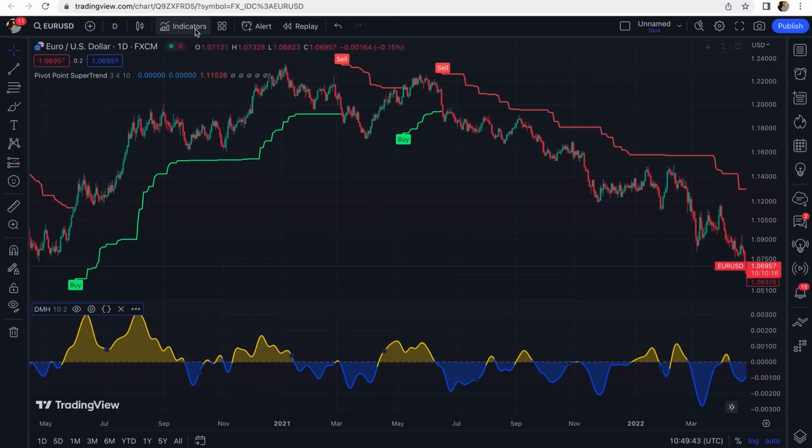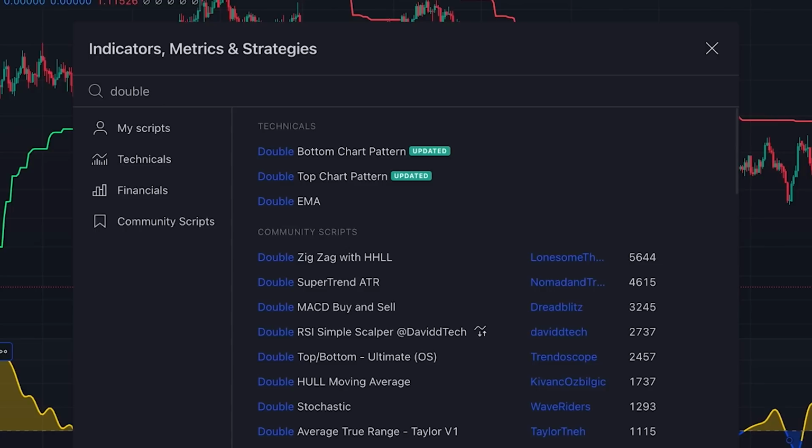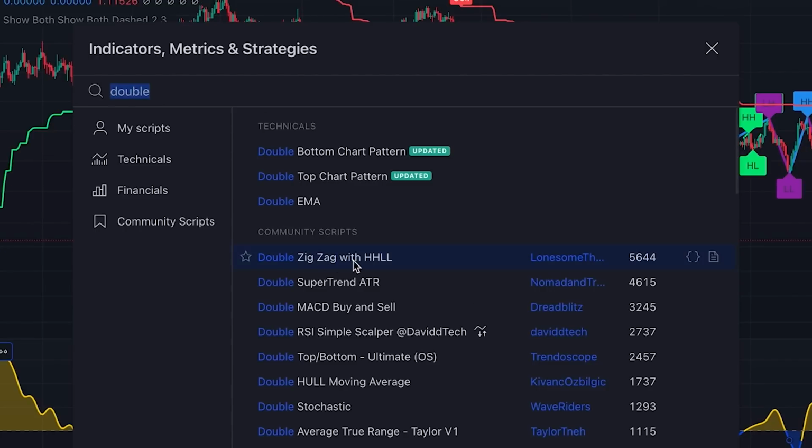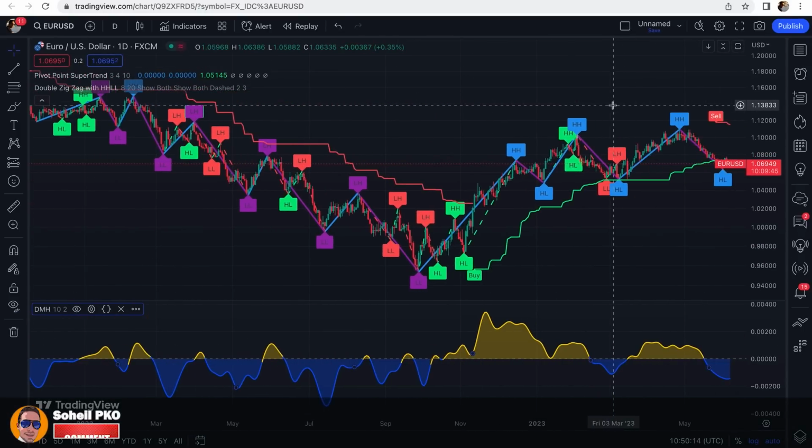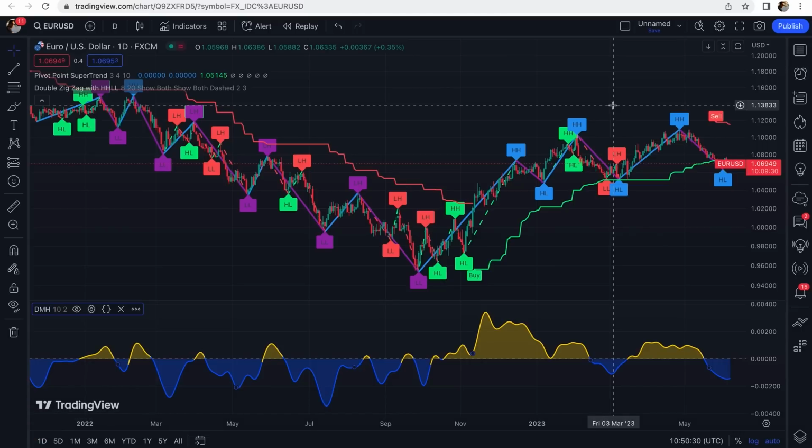There is an indicator that is called double zigzag, this one, double zigzag with HHLL, which is written by Lonesome the Blue, and it helps you to identify trends and non-trending markets by the help of price action. I have a complete guide to this. There I explain this indicator and also the concepts of trends and non-trending markets, and I recommend you to watch it later because trends are the most important aspect of technical analysis.